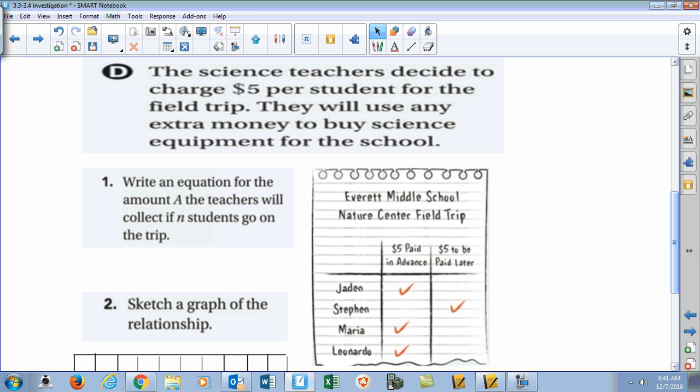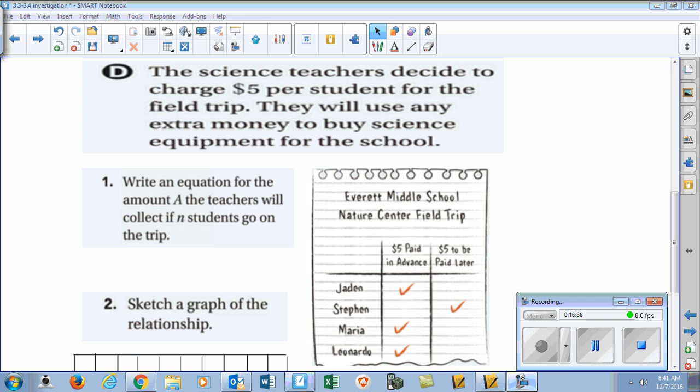Now again, they want the amount A the teachers will collect if N students go on the trip. So A and N are your 2 variables. See if you can come up with an equation for that. So we're going to pause this and see what you guys come up with. All right, we seem to get that done pretty quick.